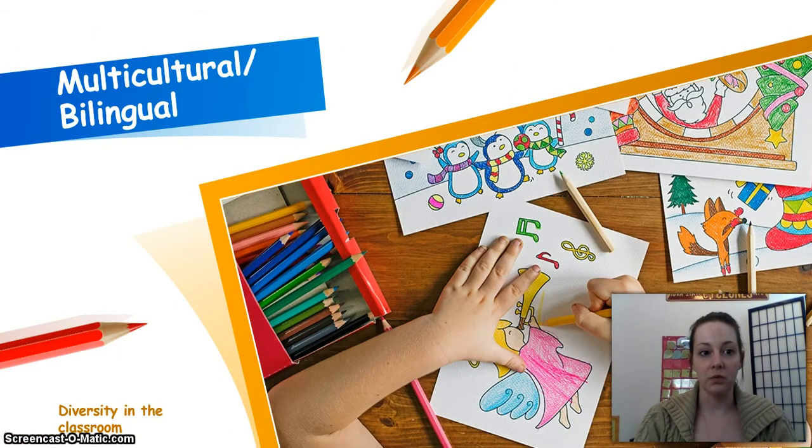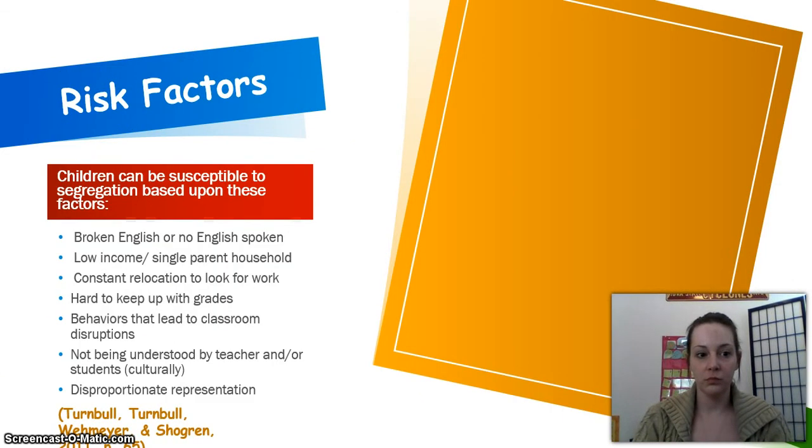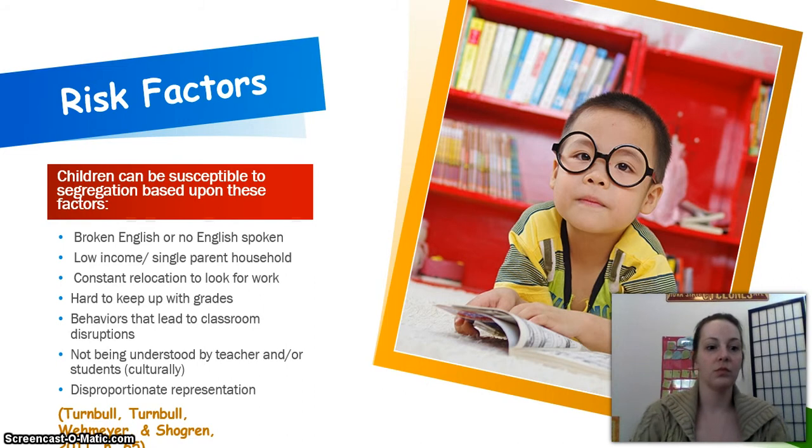Alright, I'm going to begin with talking about multicultural and bilingual children and how we can make them feel included in the classroom. Here you will find a few factors that can lead to children in this category feeling alienated from everyone else around them, consequently not being understood or well represented can lead to disruptive behaviors, as well as falling behind in school.